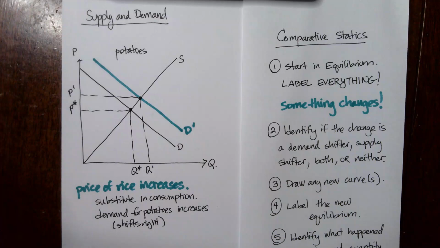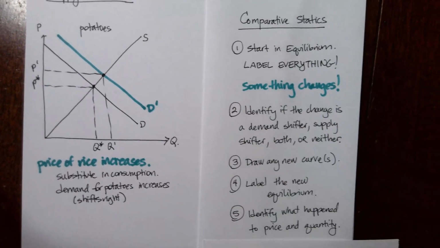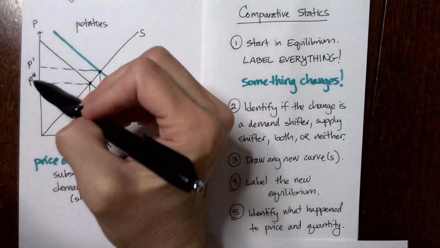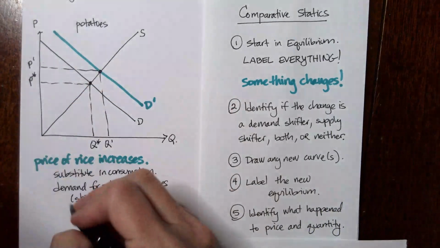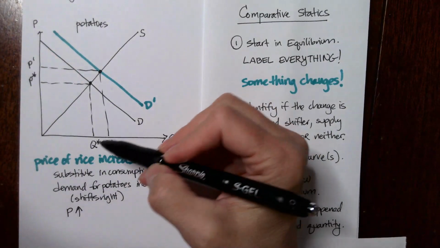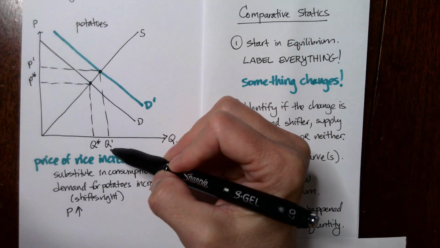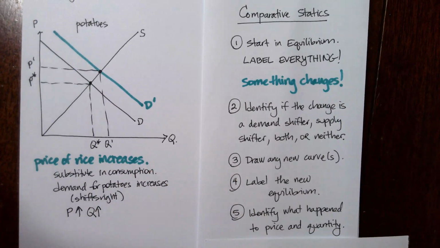What happened to price and quantity? To do that, we're going to examine our axes. Our price originally was P star, now it is P prime. That's an increase in price. Our original quantity was Q star. Our new equilibrium quantity is Q prime. That's an increase in quantity. And we're going to write that down. And that's it.